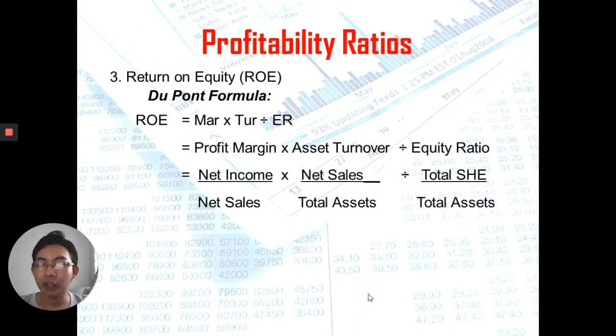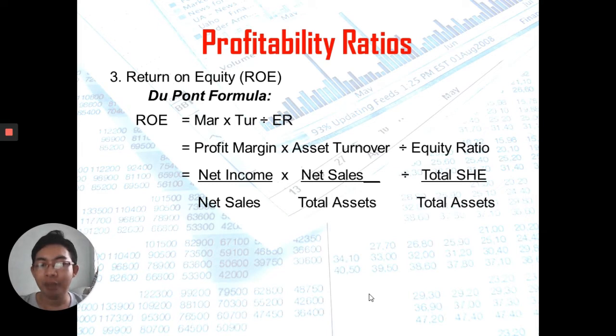So, expound natin siya. Net income divided by net sales, that is your profit margin, multiply by net sales divided by total assets, that is your asset turnover, divided by total shareholders' equity over total assets. Ito yung dun sa ating solvency ratio, right? So, ganyan yung magiging itsura niya.